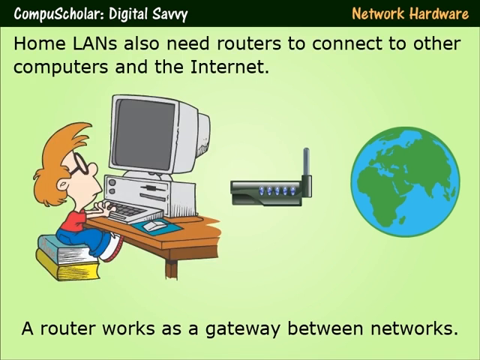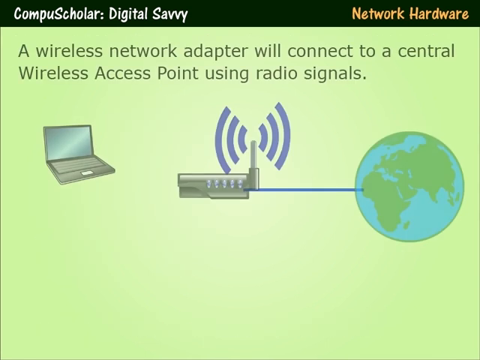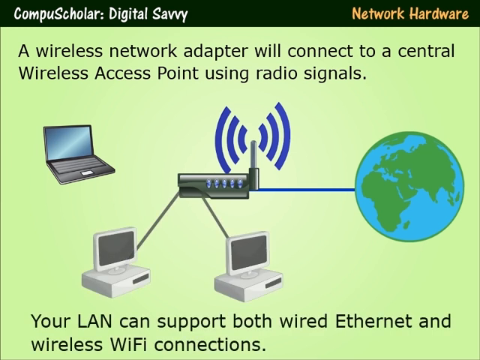Home LANs have routers also, and these routers manage the basic network infrastructure for each of the connected computers. The routers may be smart enough to connect directly to an internet service provider, or they may use a modem to obtain a connection to the internet. A wireless network adapter will connect to a central wireless access point near the router using radio signals. The wireless access point is often built directly into the router itself, so your LAN can support both wired Ethernet connections and wireless Wi-Fi connections.